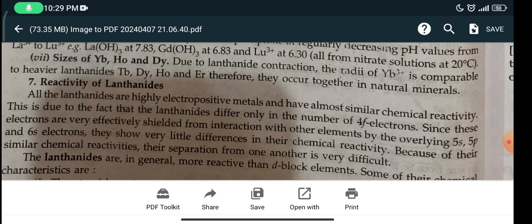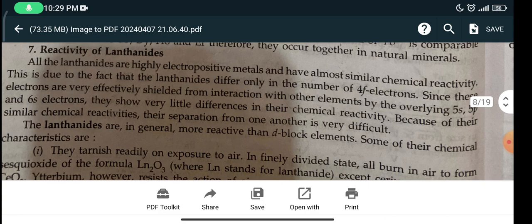Reactivity of lanthanides. All the lanthanides are highly electropositive metals and have almost similar chemical reactivities. This is due to the fact that the lanthanides differ only in the number of 4f electrons. Since these electrons are very effectively shielded from interaction with other elements by the overlying 5s, 5p and 6s electrons, they show very little difference in chemical reactivity. Because of their similar chemical reactivity, their separation from one another is very difficult.